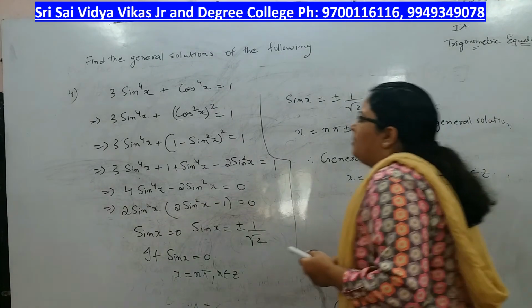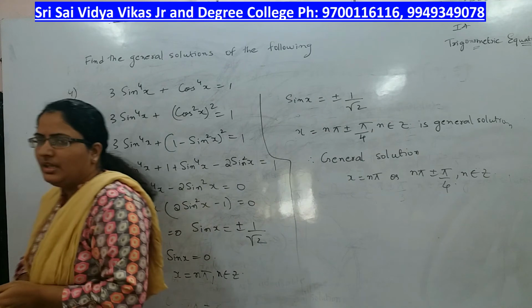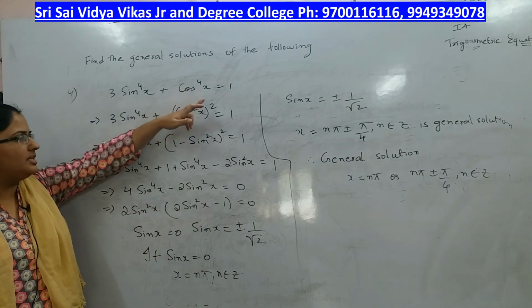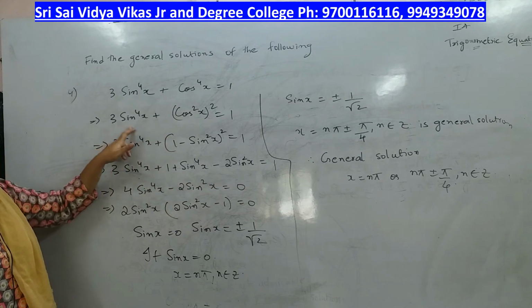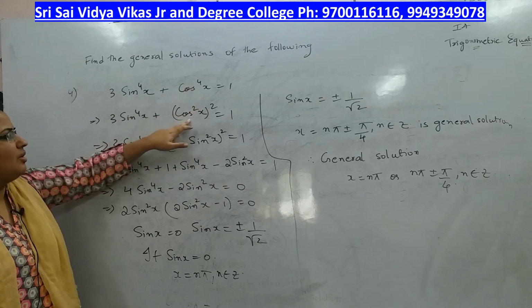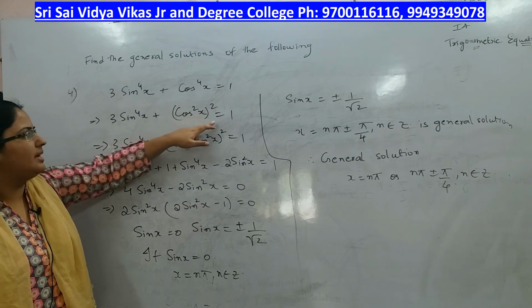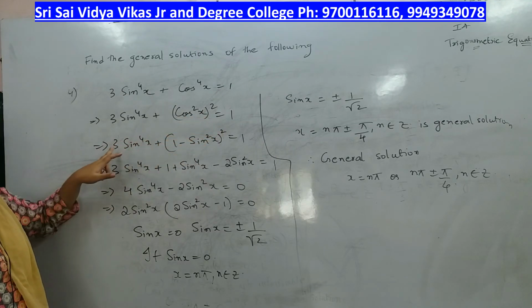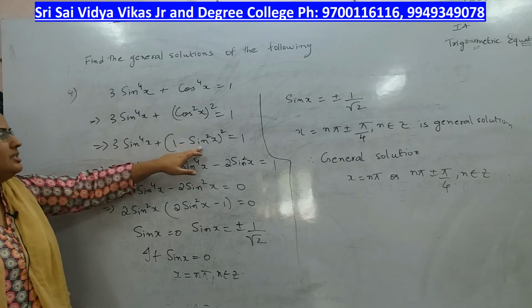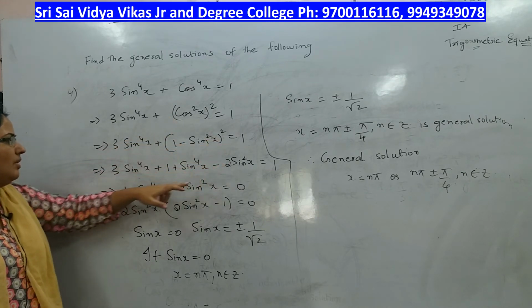This is our next problem for today. You have 3 sin power 4x plus 4 cos power 4x is equal to 1. Cos power 4x can be written as cos square x whole square, that is equal to 1. Cos square x can be written as 1 minus sin square x, so 3 sin power 4x plus 4 times 1 minus sin square x whole square is equal to 1.